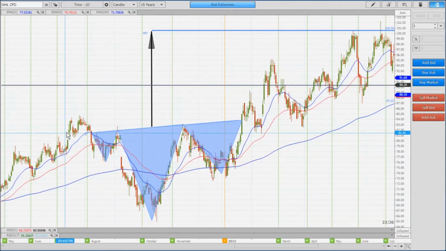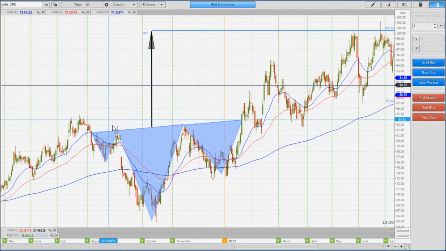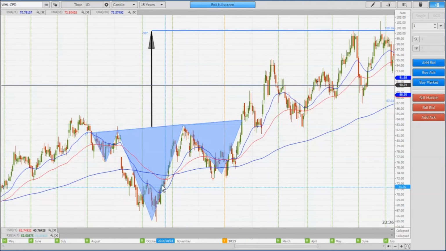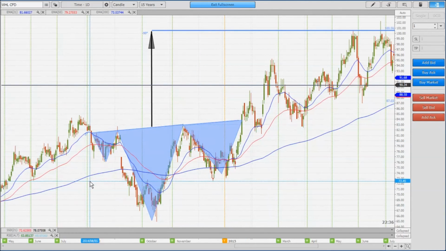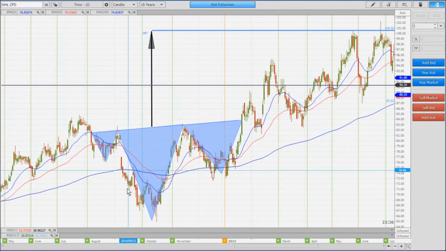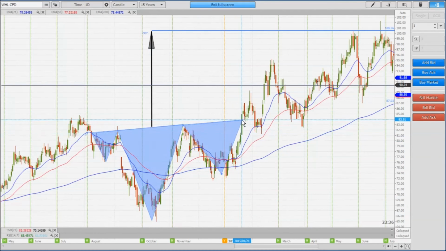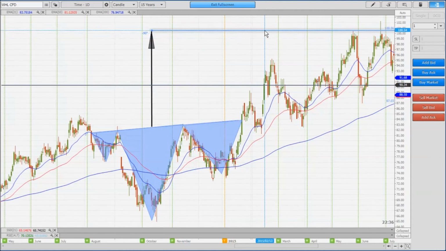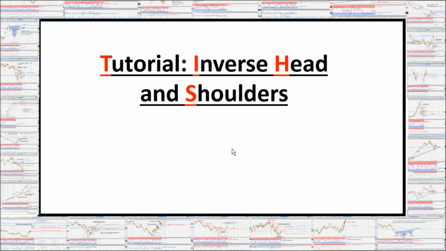So for this last example I've just shown where the shoulders aren't 100% identical, but the pattern still held. So as you can see, the left shoulder is slightly smaller than the right shoulder, but this doesn't matter as long as the formation still holds. So what happened is the share price broke the neckline of the head and shoulders, and the target was taken from the head, the distance from the head to the neckline, and that was added to the neckline, and the target was reached.